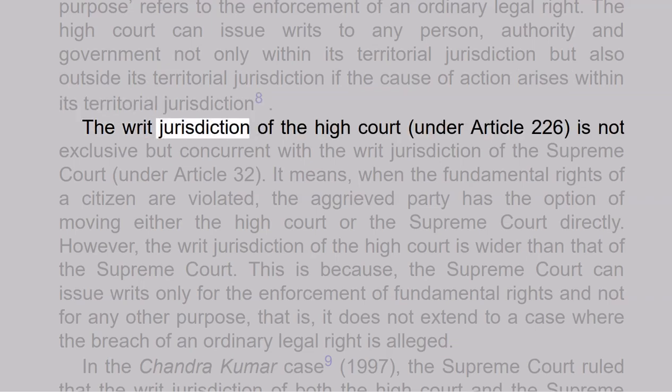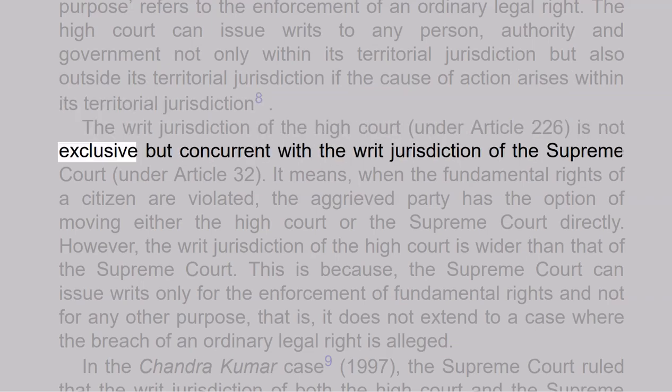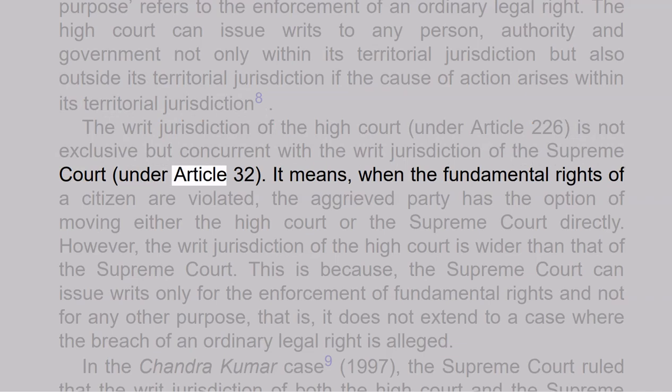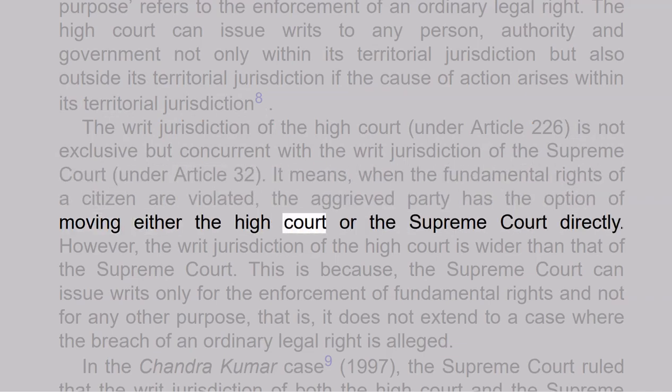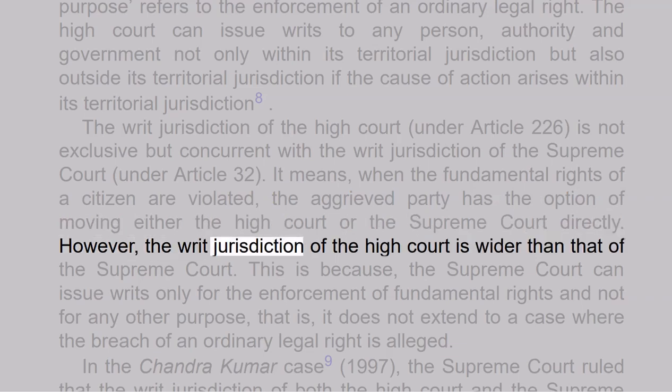8. The writ jurisdiction of the High Court, under Article 226, is not exclusive, but concurrent with the writ jurisdiction of the Supreme Court, under Article 32. It means, when the fundamental rights of a citizen are violated, the aggrieved party has the option of moving either the High Court or the Supreme Court directly. However, the writ jurisdiction of the High Court is wider than that of the Supreme Court.